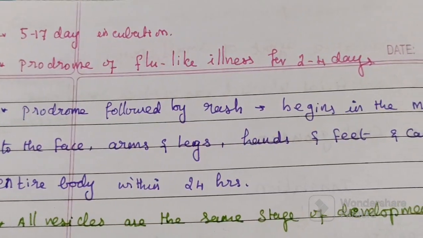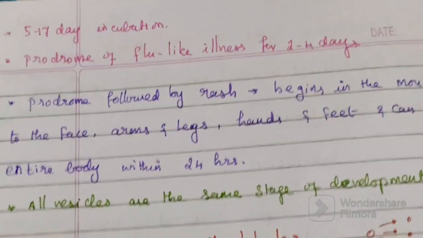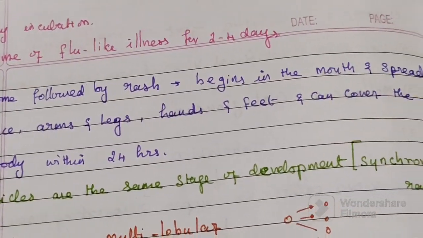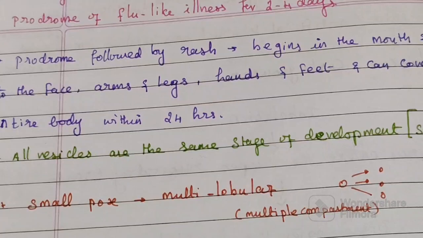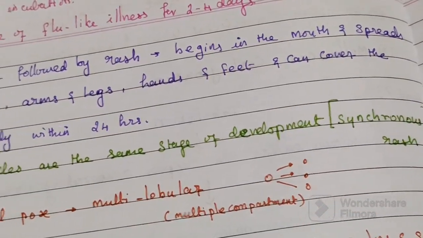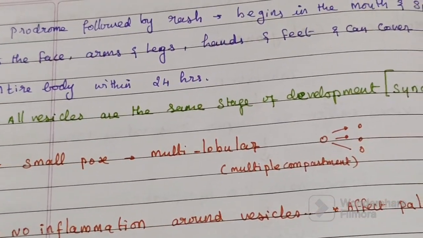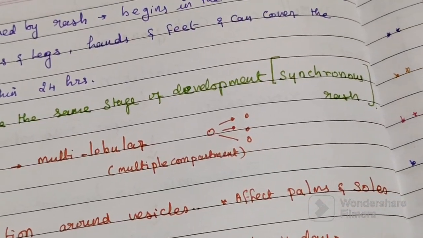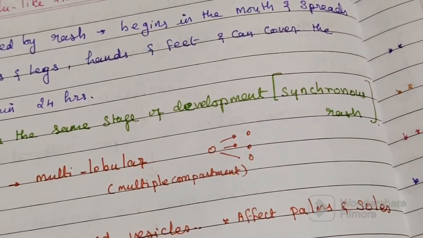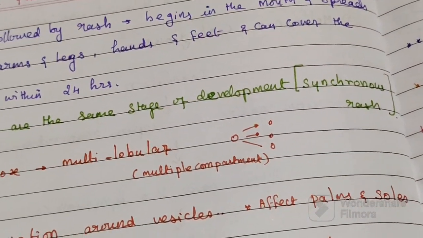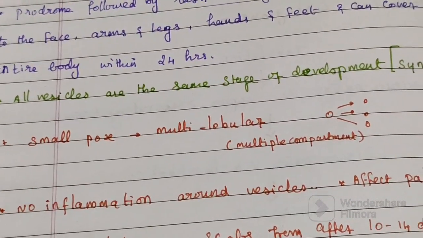So 5 to 17 days incubation period, prodrome of flu-like illness for 2 to 4 days, then the prodrome is followed by rashes, this one benign in the mouth, then spread into the face, arms, legs, hands, feet, and can cover the entire body within 24 hours. All vesicles are at the same stage of development, so it has that name: synchronous in nature, synchronous rash.